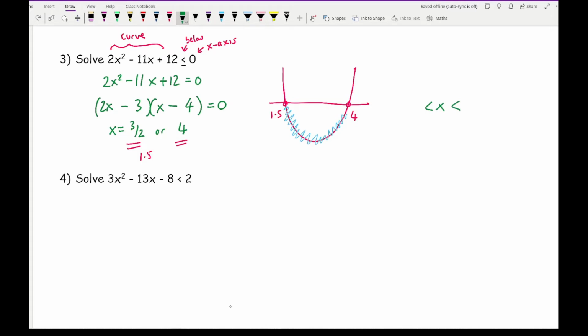I need to put a line underneath because there's a line equal sign in the question, and it's just a case of filling in the two numbers with your smaller number going first and your bigger number going last, and there is my final answer.